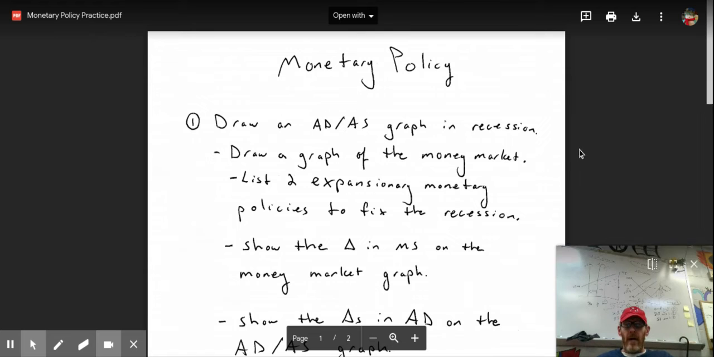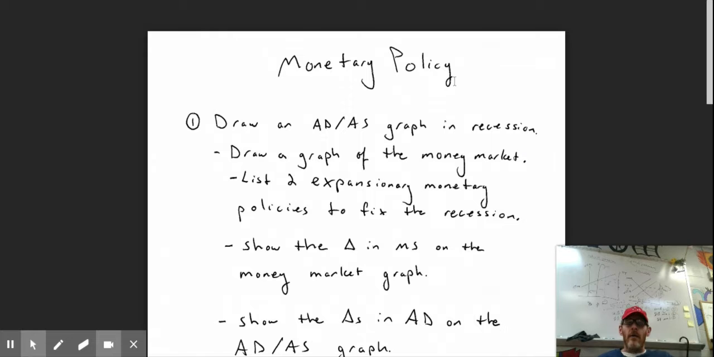Okay, so I just wanted to give you a second to talk about this practice. This is just practice of the stuff you've learned in the last couple of days from the discount rate and the reserve requirement and the money market and monetary policy. This is kind of the culmination of it and how it results in affecting the economy as a whole.